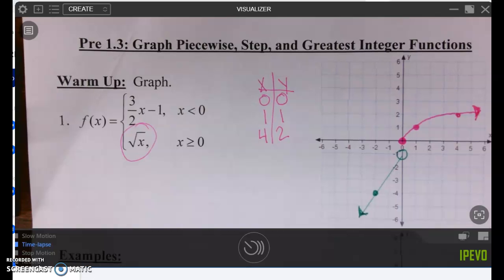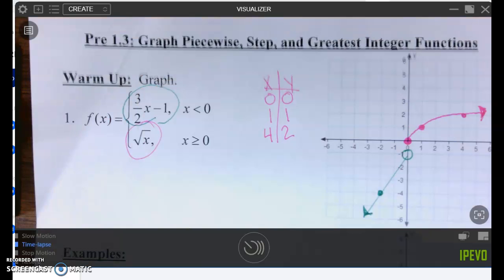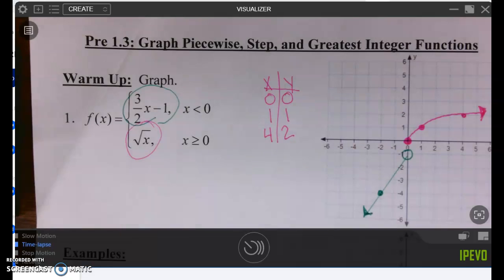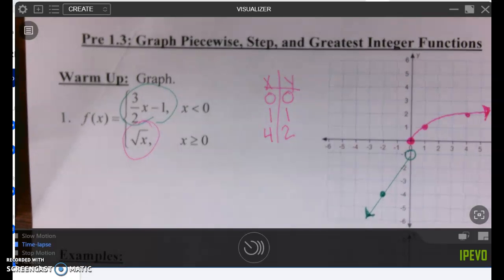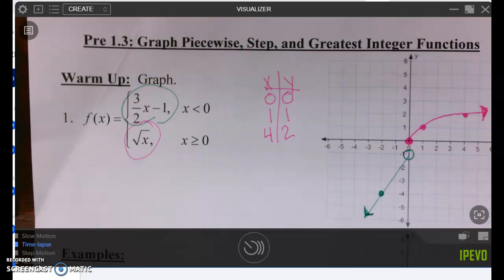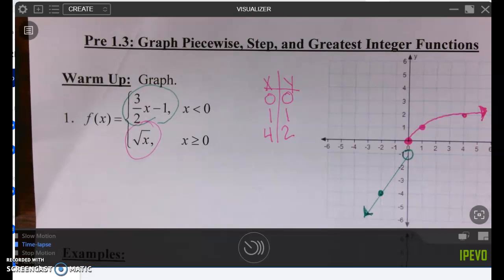And so we have graphed our piecewise function. I have the line in green for x values that are less than 0. And I have the square root function in pink for x values that are greater than or equal to 0. So that is your warm-up.